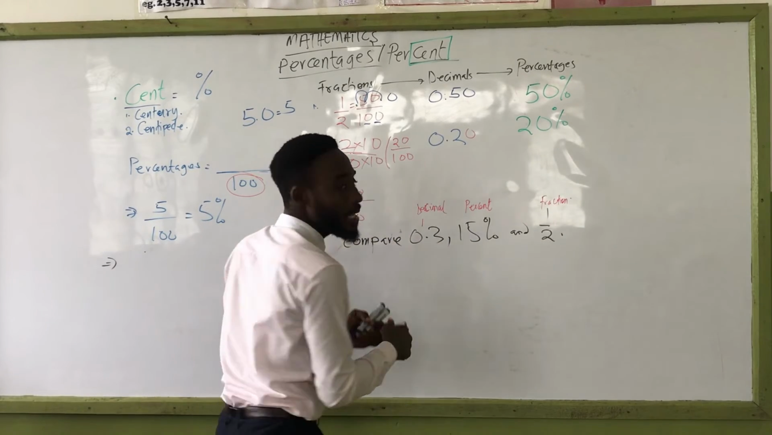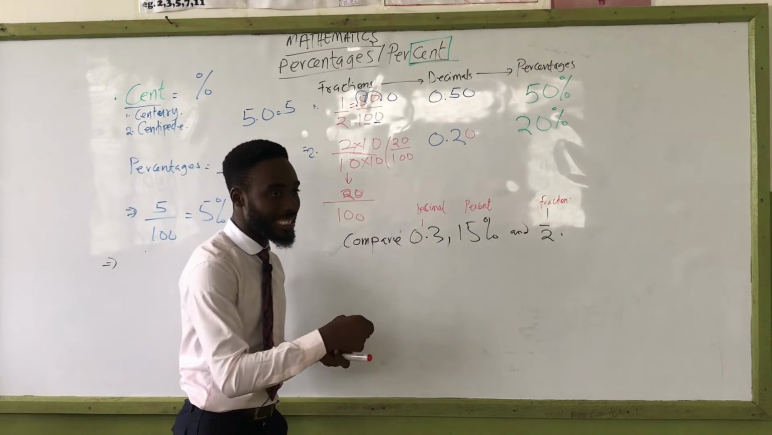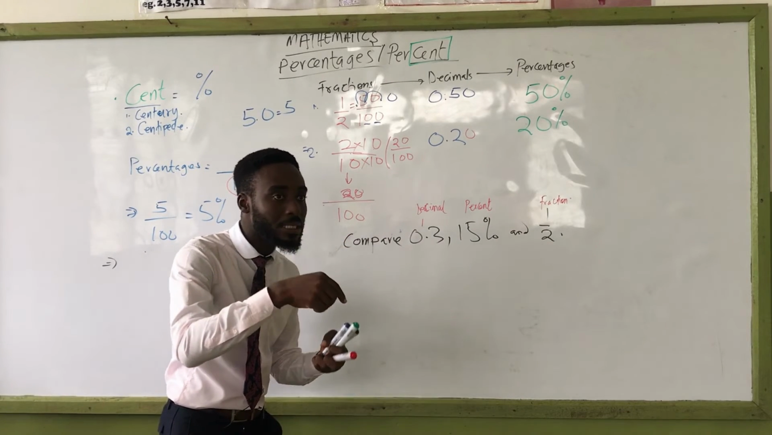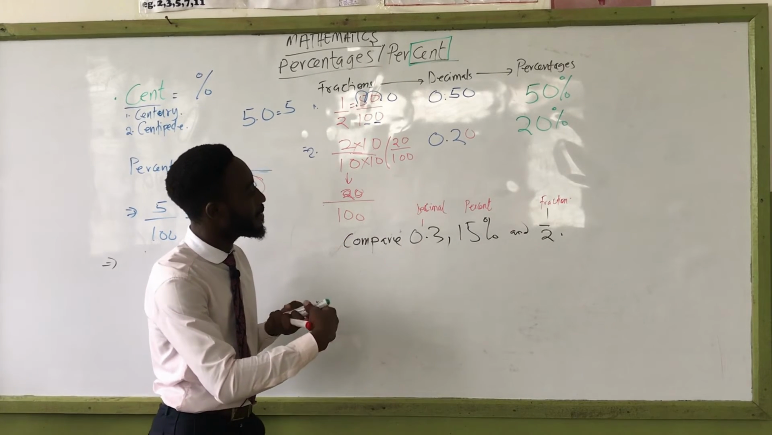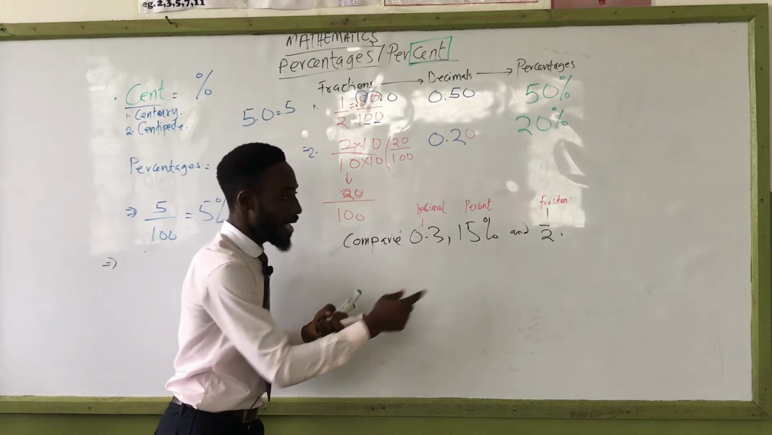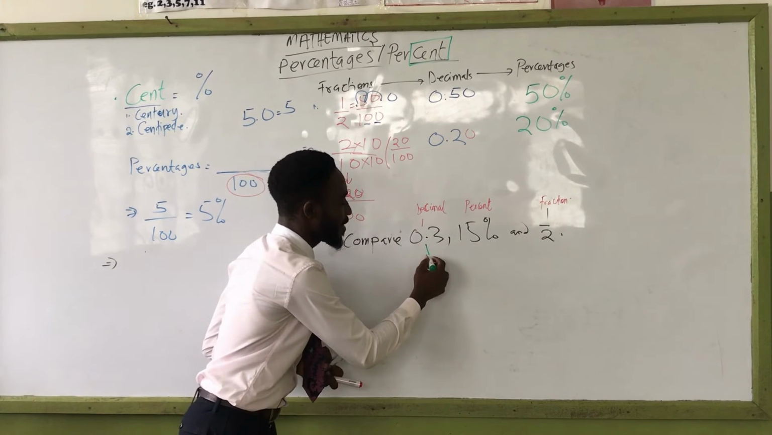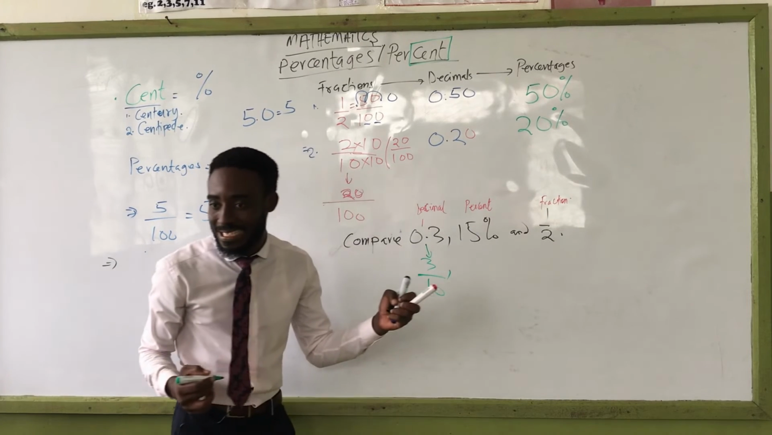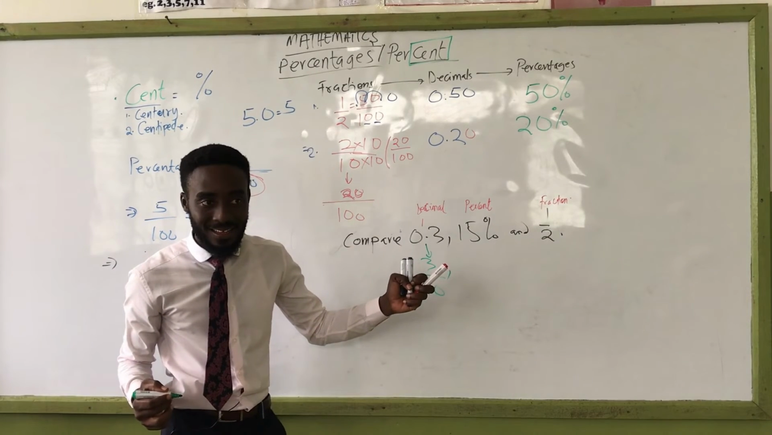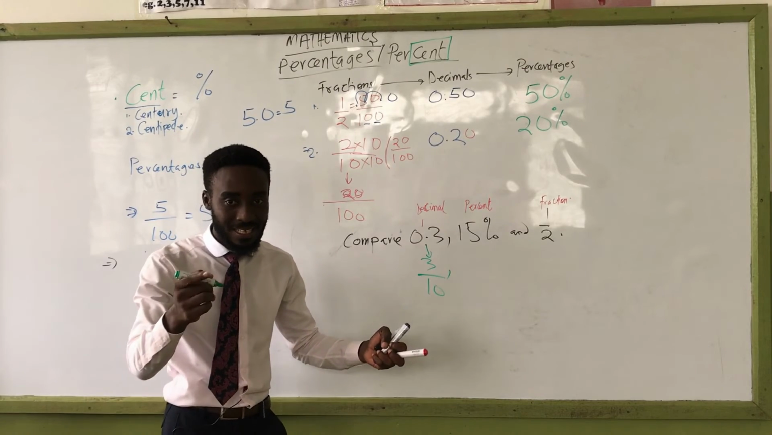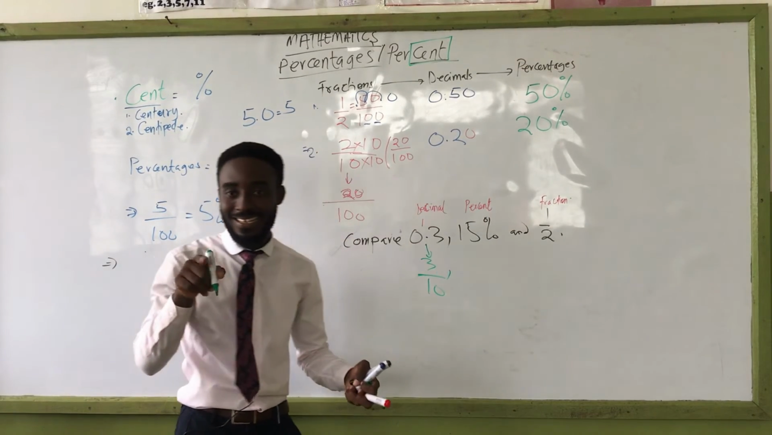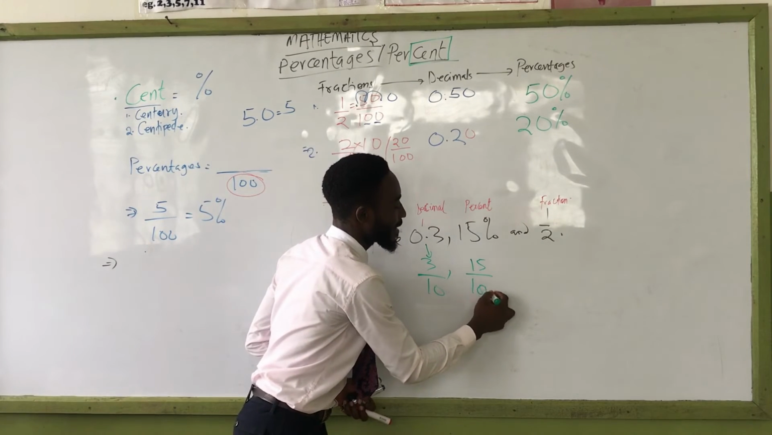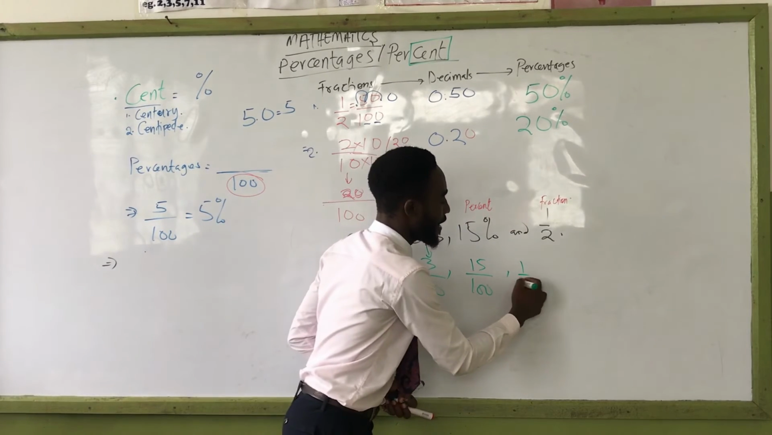So what's 0.3 as a fraction? 3/10. What's 15% as a fraction? 15 per cent, that'll be 15/100. And then 1 out of 2 is already a fraction.